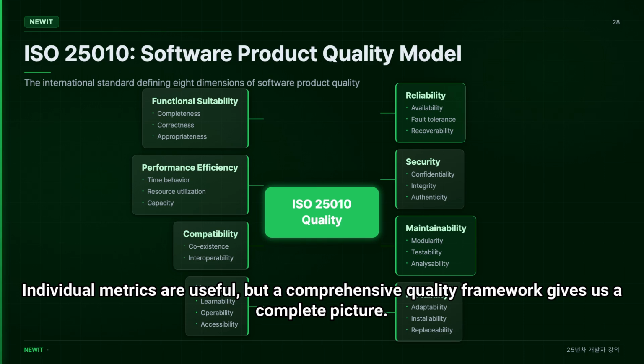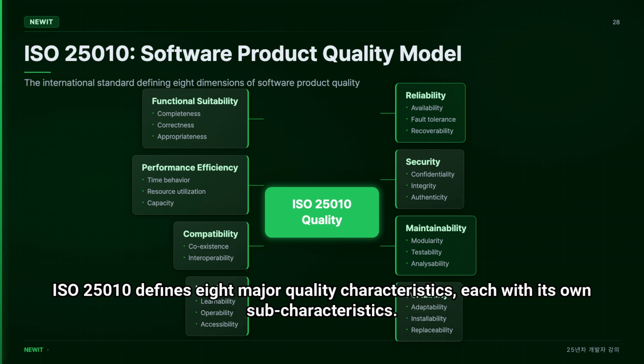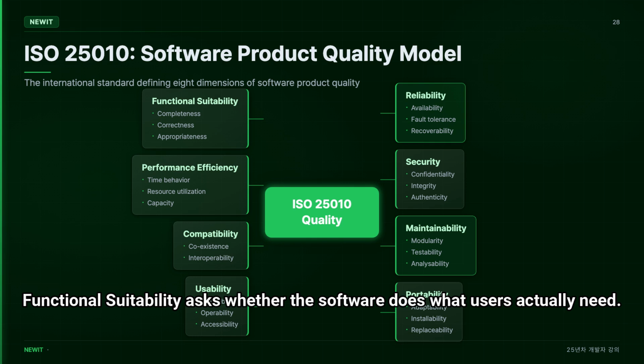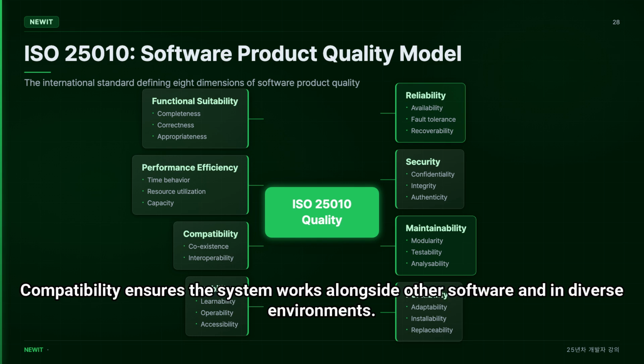Individual metrics are useful, but a comprehensive quality framework gives us a complete picture. The internationally recognized standard for software product quality is ISO 25000, published by the International Organization for Standardization. ISO 25010 defines major quality characteristics, each with its own subcharacteristics. Functional suitability asks whether the software does what users actually need. Performance efficiency covers response time, throughput, and resource utilization.